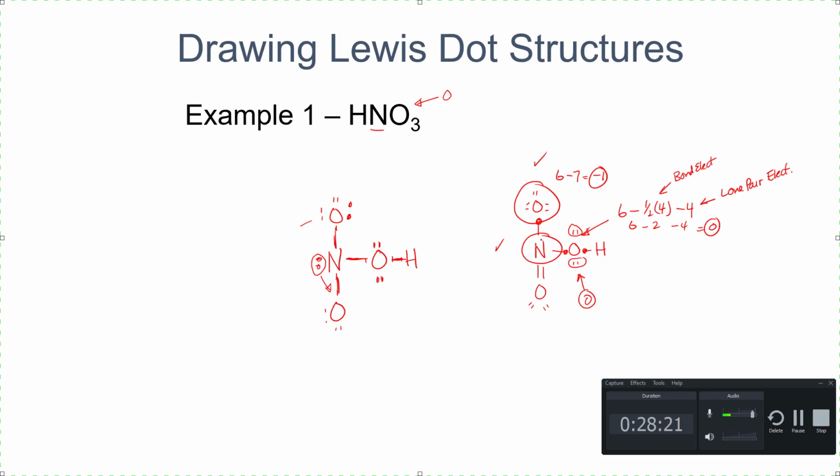Okay, you're back. What's the formal charge on this nitrogen? That nitrogen came with 5 valence electrons. It owns 1, 2, 3, 4. It has a +1 formal charge. And finally, this oxygen, what's its formal charge?